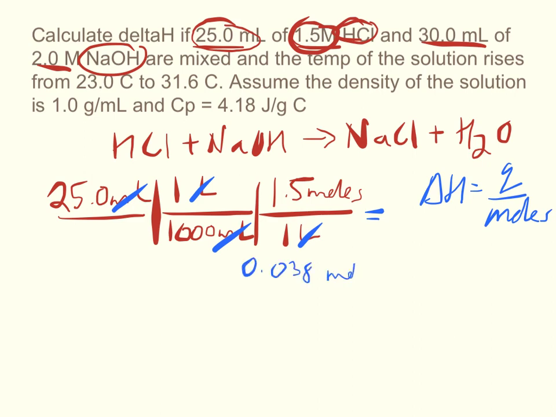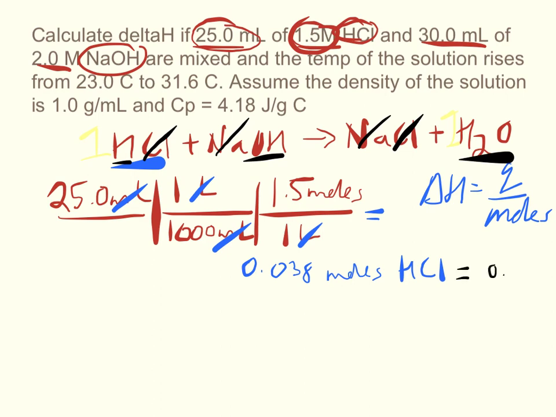0.038 moles of HCl. And since the ratio here, if we look at the coefficients, is 1:1, because remember this would be the net ionic equation for any acid-base reaction, these are all spectator ions, it would be H plus plus OH minus makes H2O. Therefore I must also have 0.038 moles of H2O produced.